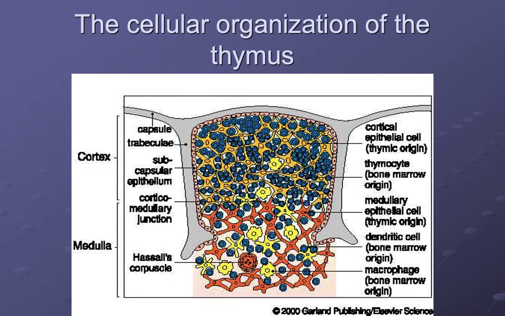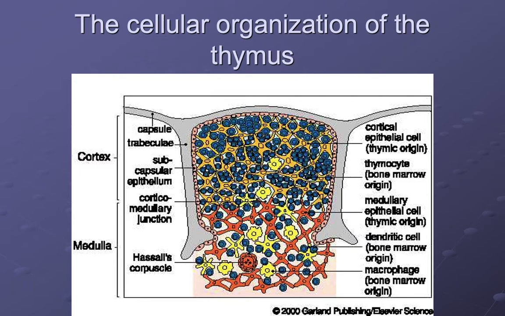In most animals, we expect that the capsule will penetrate deep into the thymus organ, forming what we call septa. That septa, as we can appreciate in this picture, subdivides the thymus into lobules that are interconnected. The lobules may vary in size and in orientation relative to the central area of the organ.